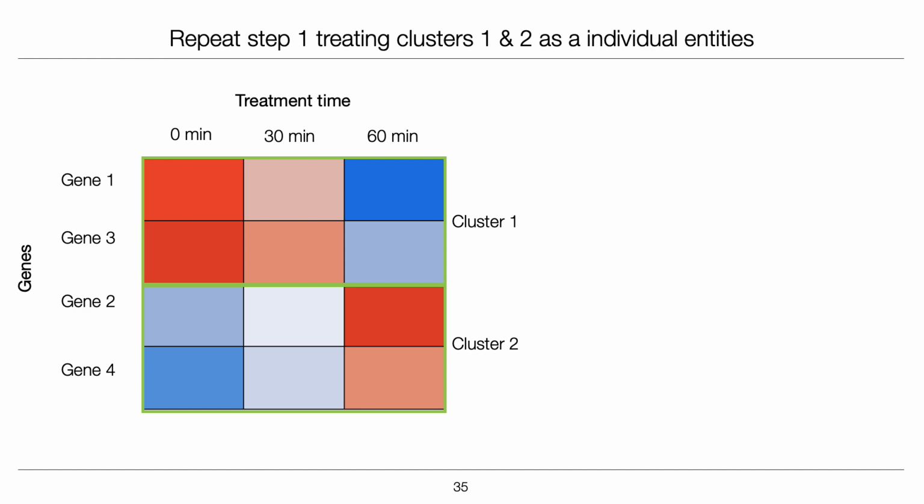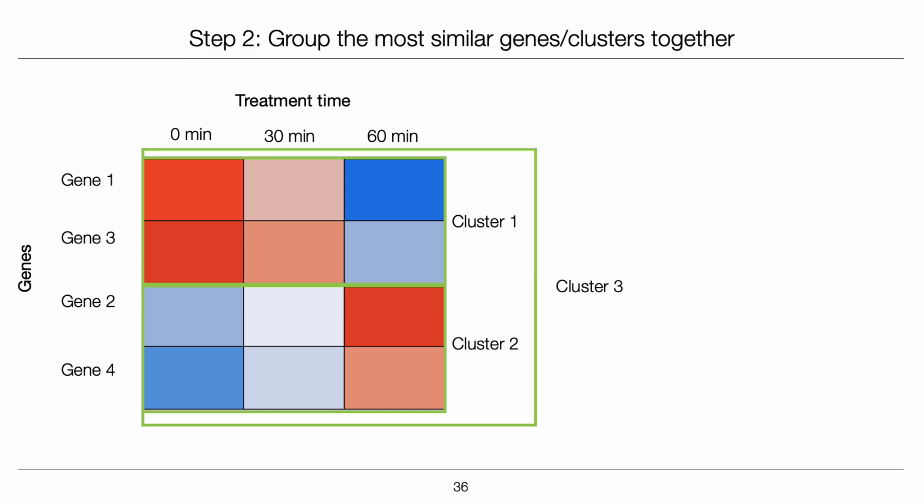We repeat this step while treating cluster 1 and cluster 2 as individual entities. There is only one pair left, so it has to be the most similar pair. Accordingly, we group cluster 1 and cluster 2 to form cluster 3. At this point, we have completed our hierarchical clustering exercise.